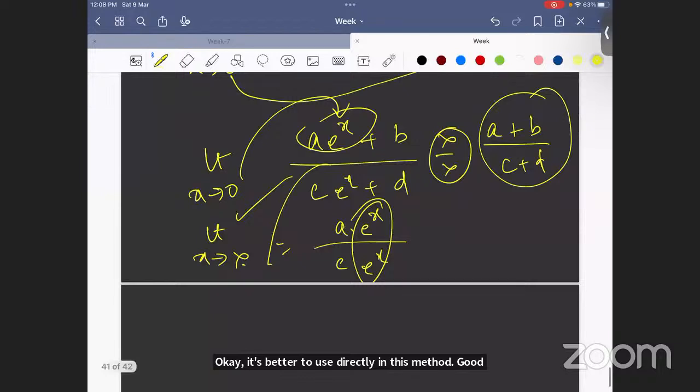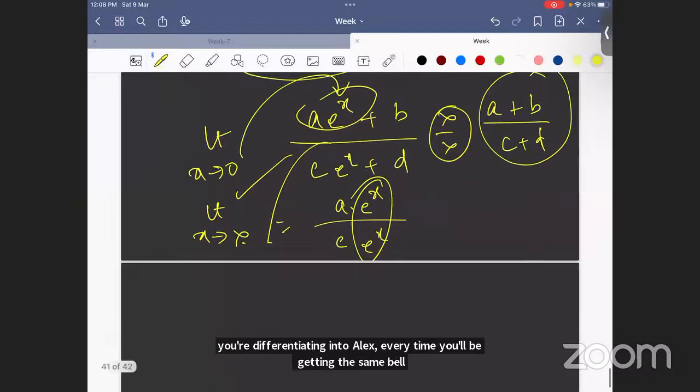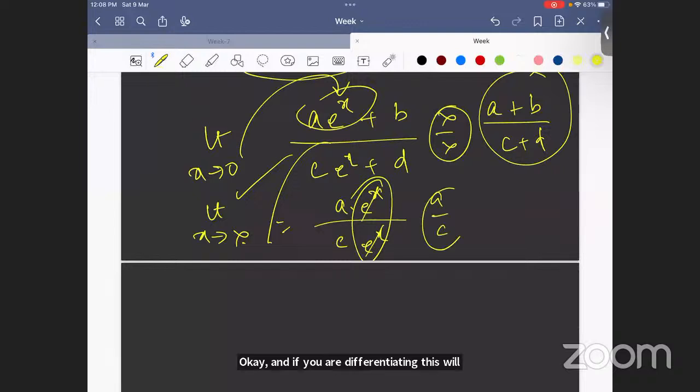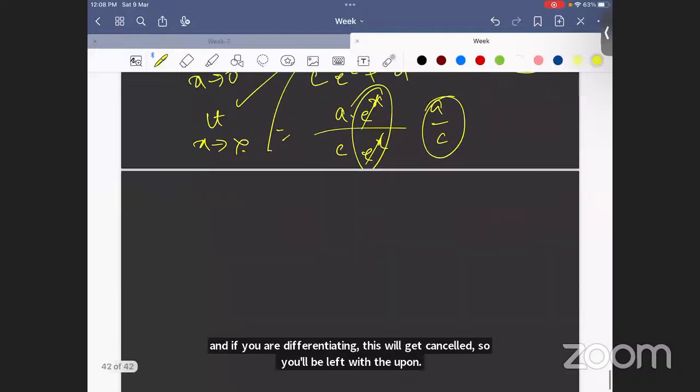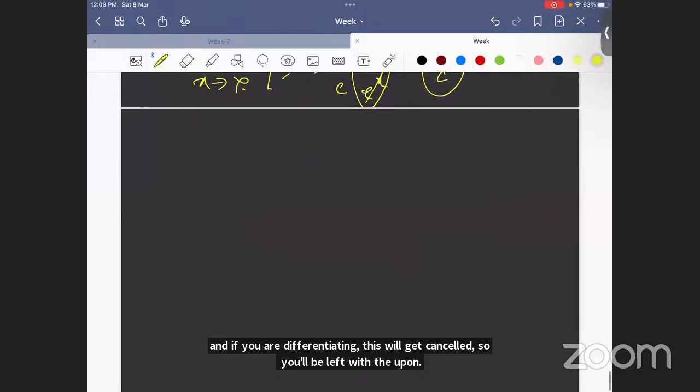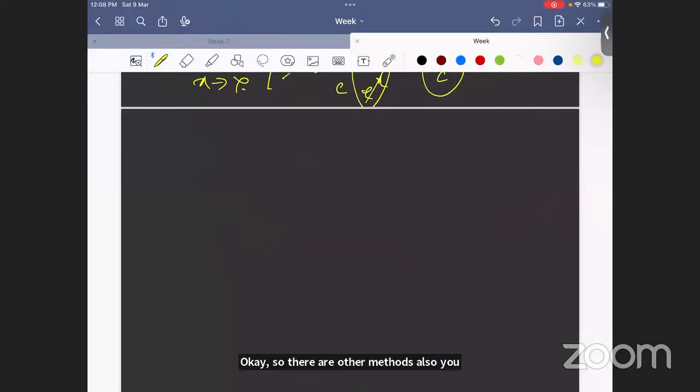What's the problem with e to the power x? Whenever you're differentiating e to the power x, every time you'll be getting the same value, correct? If you differentiate, this will get cancelled, so you'll be left with a upon c. So there are other methods also. Most of the time you can use this method. I'll give you some more examples if I have anything.